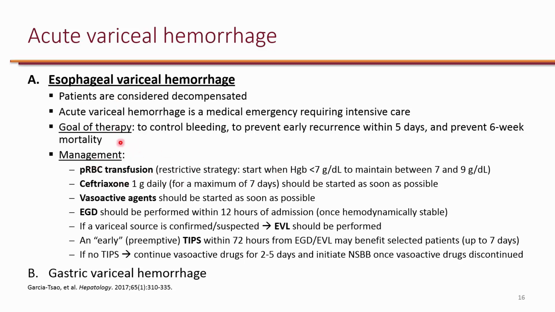Now, once patients with varices start having variceal hemorrhage, they do need to get antibiotics. So ceftriaxone 1 gram once a day for a maximum of 7 days should be started as soon as possible. And that's because patients with variceal hemorrhage are at high risk of getting systemic infection, which is associated with high mortality. So we do treat them with ceftriaxone.